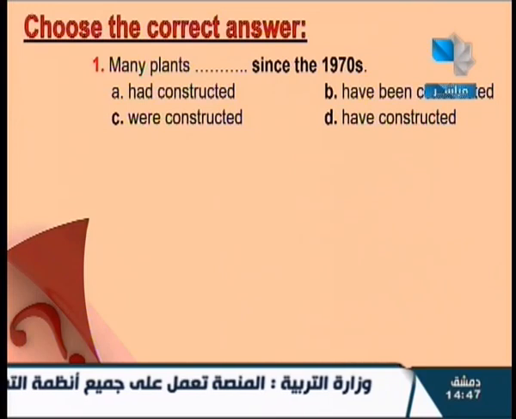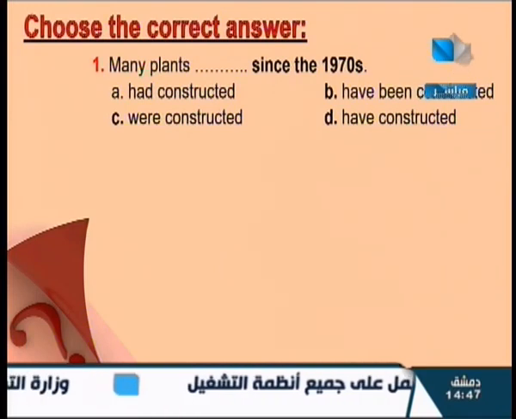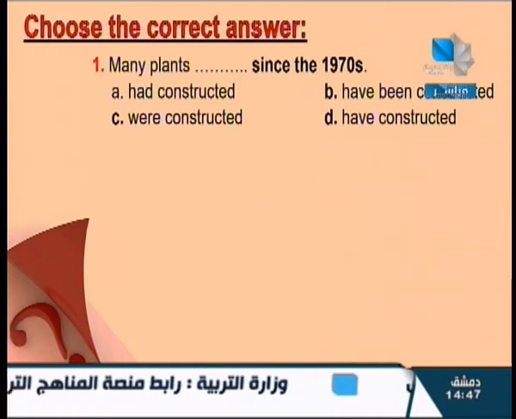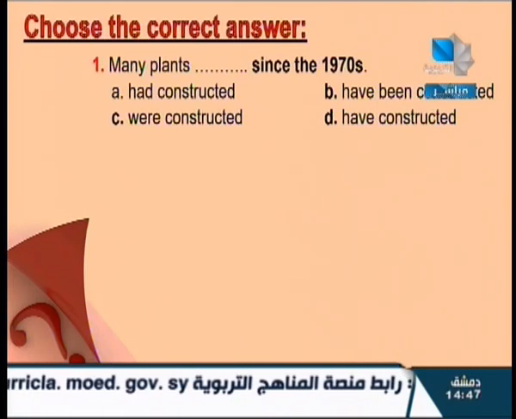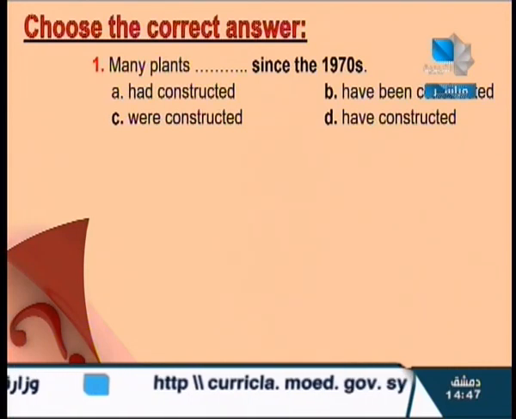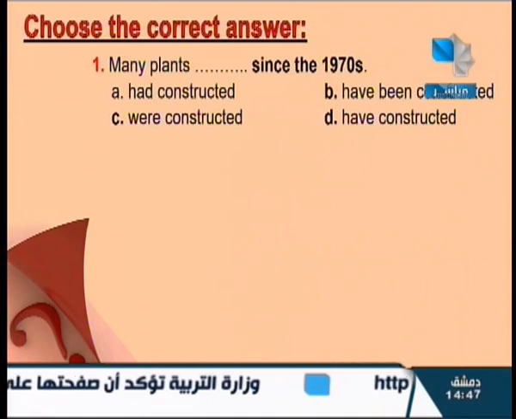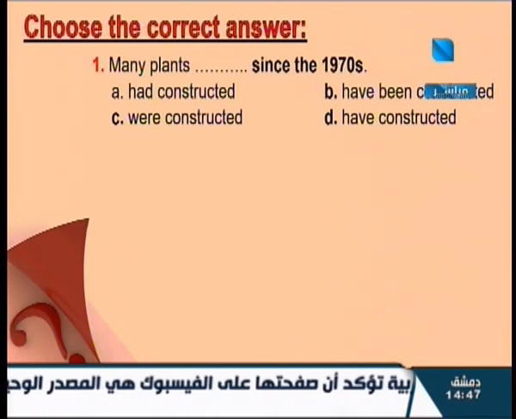Now, after the space, we don't have an object, of course, and here it is very clear when you read the sentence, many plants since the 1970s, the sentence talks about the plants. I mean, the subject receives the action, not does the action. So here we have decided that the sentence is passive. Then we have a key word here in the sentence.